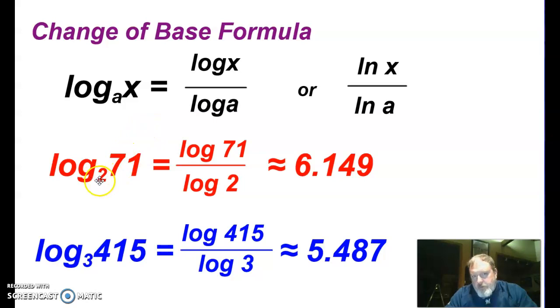So for example, 2 to what power is 71? Well, we just take the log of 71, divide by the log of 2, and there's our answer. 3 to what power is 415? Well, log of 415 over the log of 3, and here's our answer. And again, you can put equals. I put approximation because we're rounding to 3 decimal places. Technically, this number would be a big, long decimal, but this will get us in the ballpark, which is all we're after.